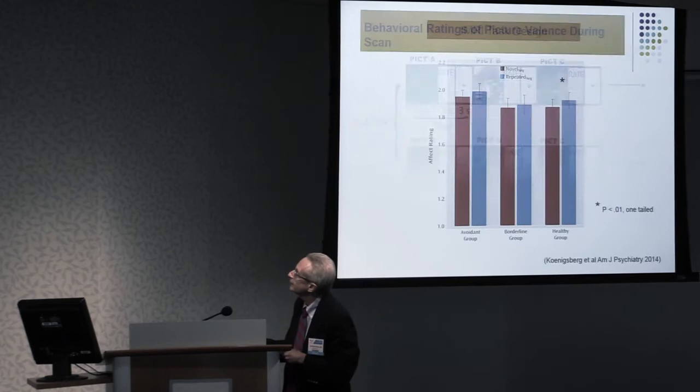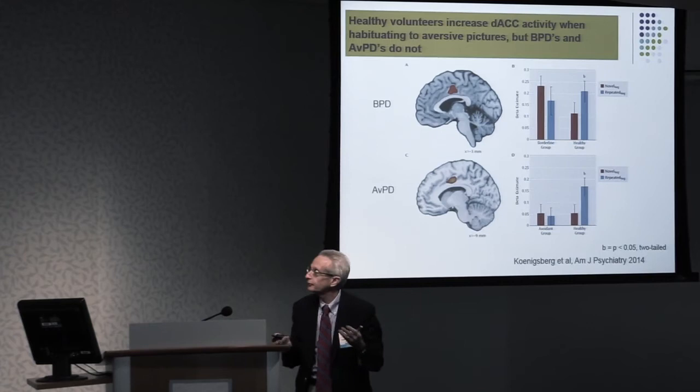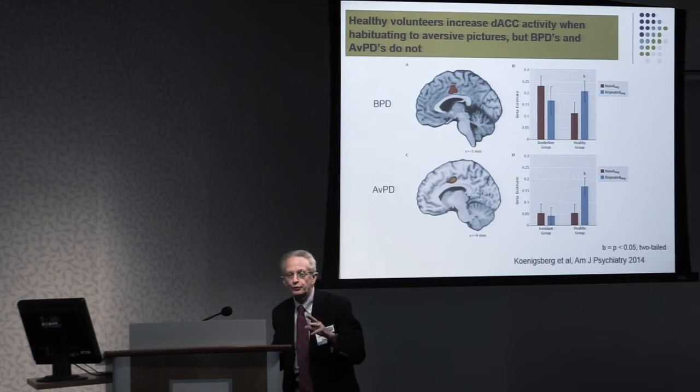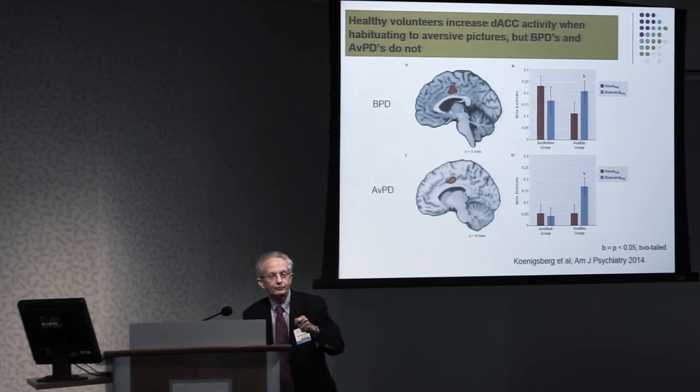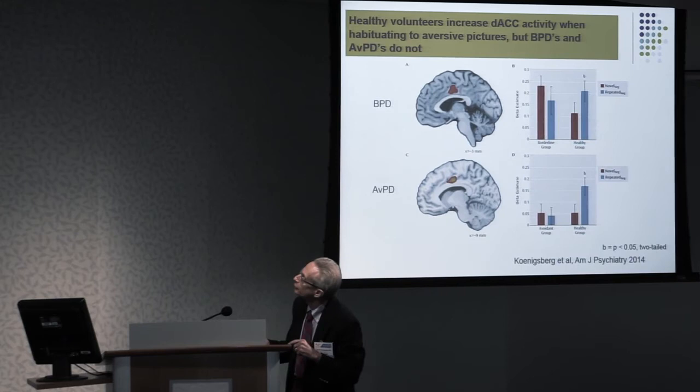This is the behavioral result, which just shows that in the healthies, but not the borderlines, there was a decrease in how negatively the pictures are experienced when they're seen a second time. And this is what's going on in the brain. We found that when we compared the activity when looking at repeat pictures versus novel pictures in the borderlines versus the healthies, the healthy people activated this region here, again, the dorsal anterior cingulate, more than the borderlines did. So you see if you unpack this, the healthies looking at novel pictures and looking at repeat pictures show much more activation in this DLPFC.